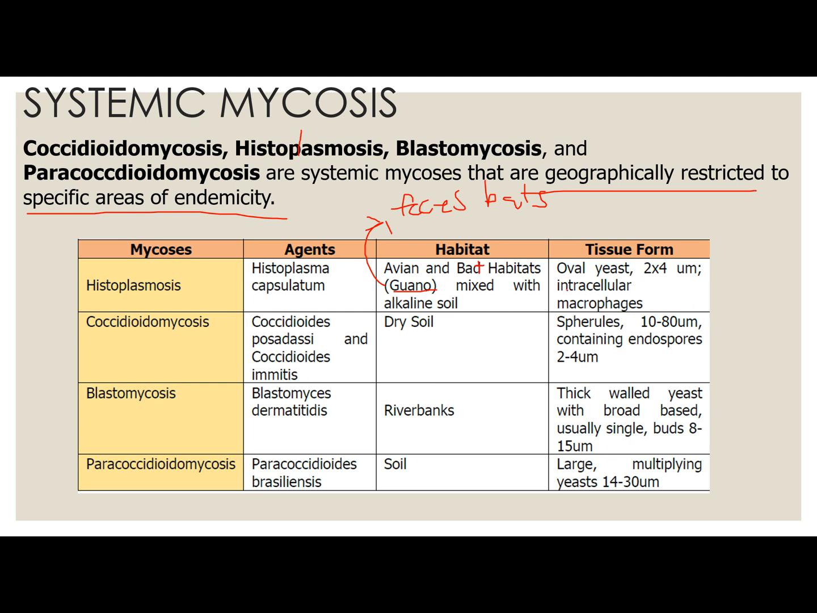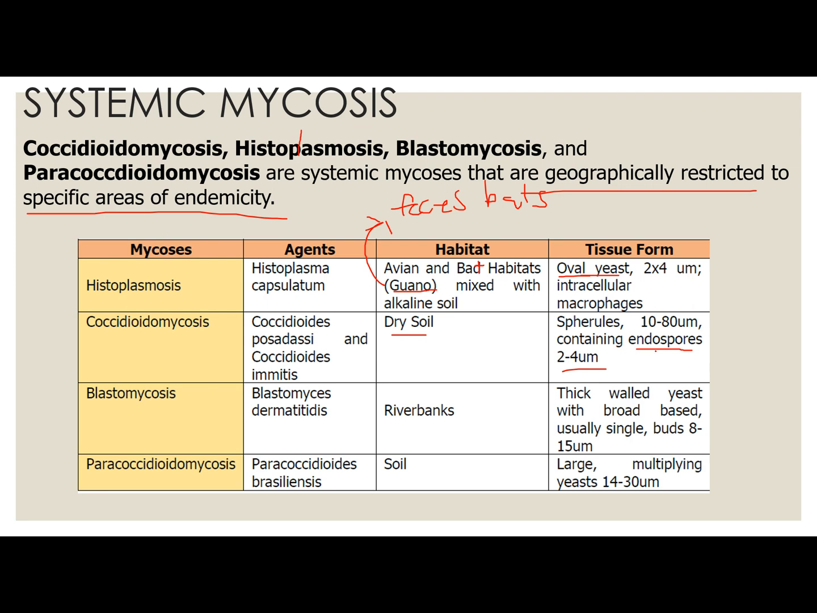Now, the tissue form of the Histoplasma, class, is oval. It is an oval yeast with a size of 2 by 4 micrometer. And it is known to infect or is usually found inside macrophages. Then we have your Coccidioidomycosis. This is caused, class, by the fungi Coccidioides posadasii and Coccidioides immitis. Their habitat, class, is dry soil. In the tissue form, they appear as spherules, 10 to 80 micrometer, and the spherules, class, would contain endospores that are 2 to 4 micrometer.